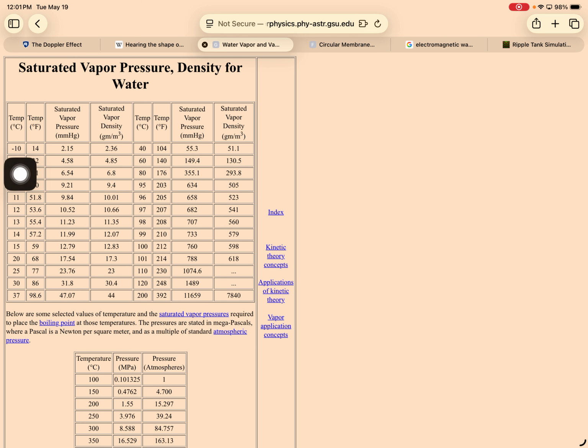Here's a meter cube. 618 grams, a soda can is about 350 grams, so 2 soda cans worth of water. Okay, so that is the maximum water vapor that the air could hold at 20 degrees Celsius. And you can see from this table that as the temperature rises, it can hold more and more water. As the temperature lowers, it holds less and less water.